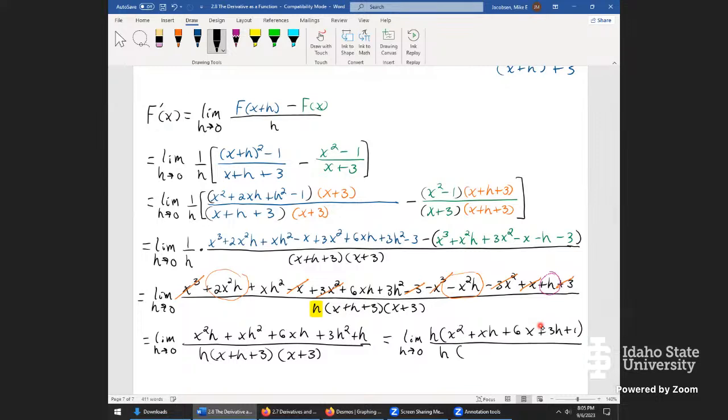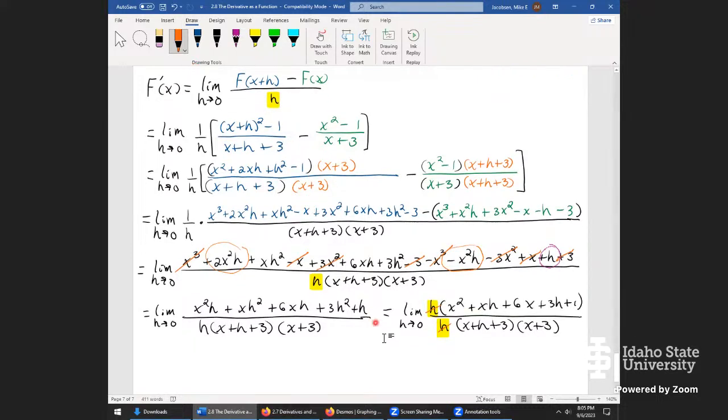Down below is h, x plus h plus 3, x plus 3. And this was the one cancellation that we're essentially gunning for every time you do this problem. That h has to go away. And here's where it happens finally. It cancels with that one h we factored out.